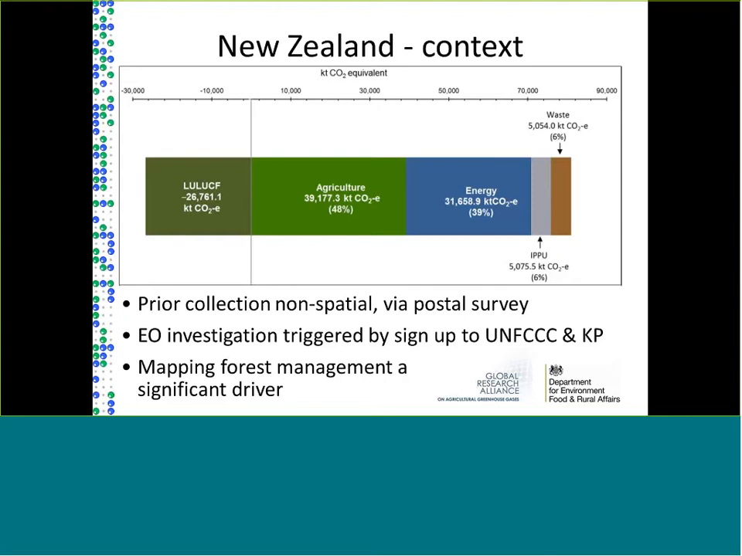Earth observation also has attractiveness because of the ruggedness of the New Zealand terrain, because there's a lot of problems with accessibility if you're going to visit places or do field studies. There's also a very large number of forest smallholdings, which are difficult to monitor in a consistent way with consistent methods.